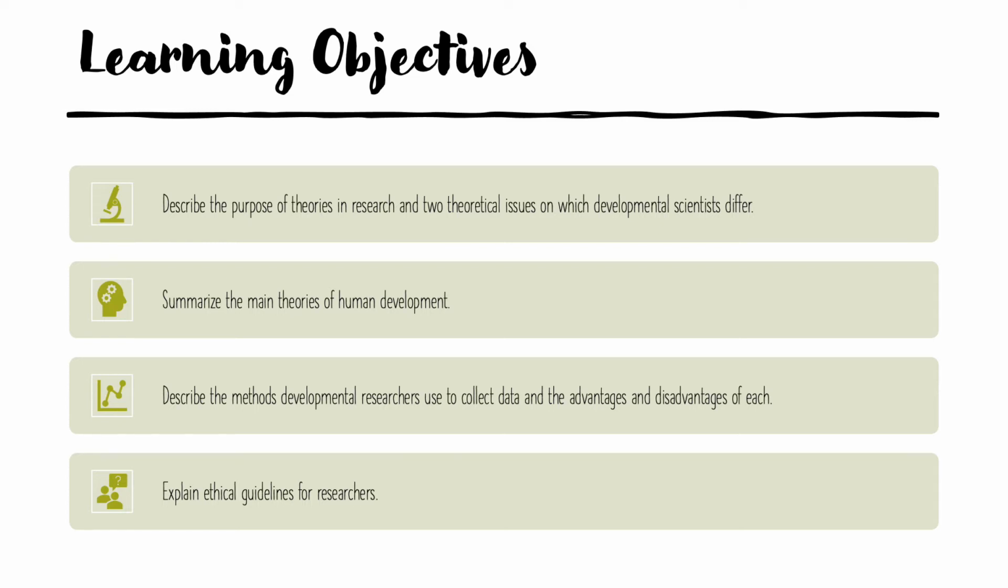Let's begin by reviewing your learning objectives this week. Describe the purpose of theories in research and two theoretical issues on which developmental scientists differ. Summarize the main theories of human development. Describe the methods developmental researchers use to collect data and the advantages and disadvantages of each. And explain ethical guidelines for researchers.